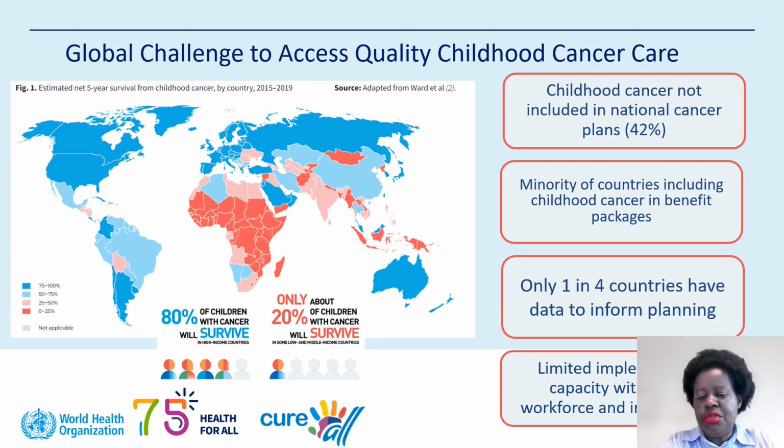Only 1 in 4 countries have data to inform planning, and there's limited implementation, with very limited capacity building and also a limited workforce available to work in childhood cancer.